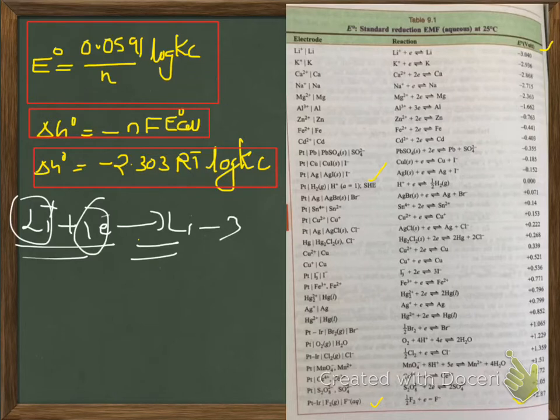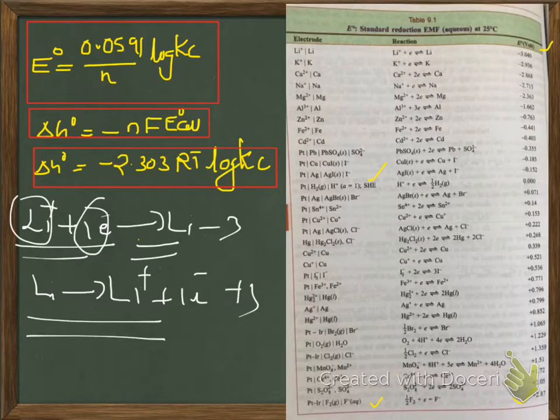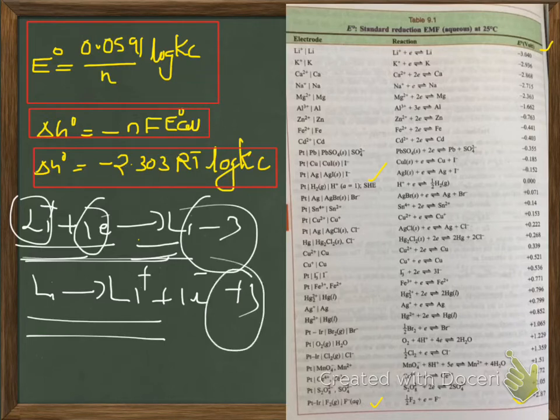So you have to reverse the equation. Li gives Li plus plus 1 electron is plus 3. This is oxidation potential. This is reduction potential. Since the reduction potential is highly negative, it is clear that oxidation potential will be very high. So lithium has a greater tendency to donate electron.